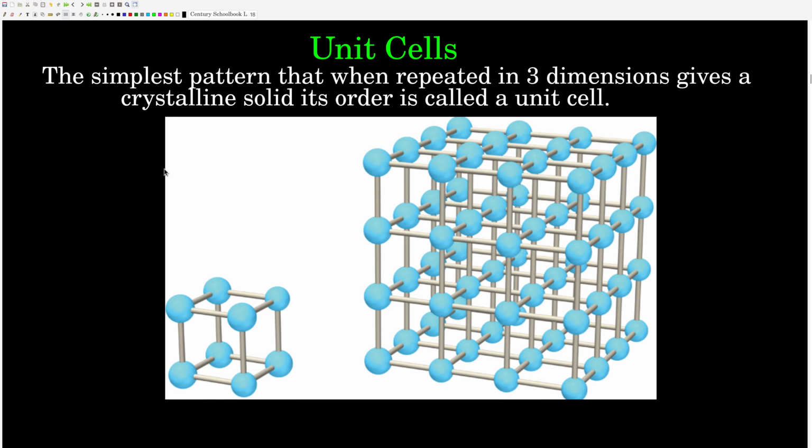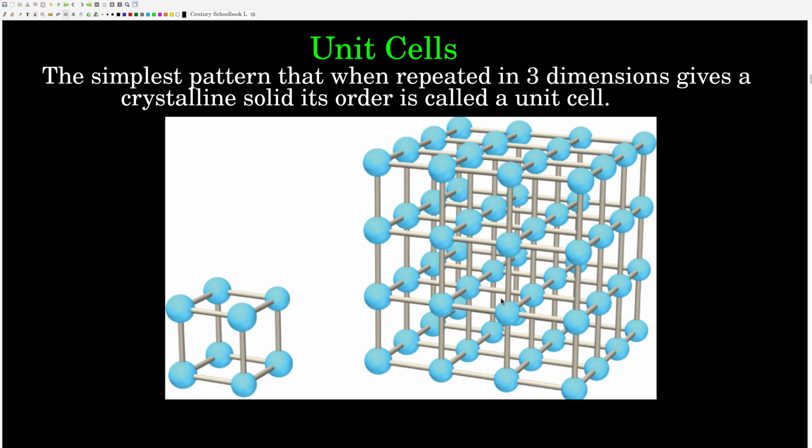So, unit cells are what give crystalline solids their order. And what a unit cell is, it's the simplest pattern that when you repeat it in 3 dimensions gives the order to the crystalline solid. A real simple example of a unit cell would be this cube right here. Now each of these blue spheres represents an atom on each of these corners. There's 8 corners. So if you take a bunch of cubes like this and you stack them up, the result is a crystalline solid.